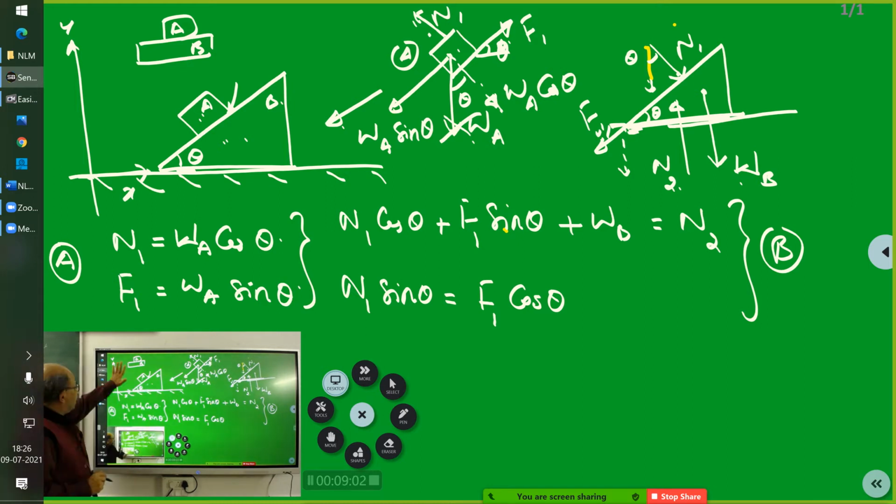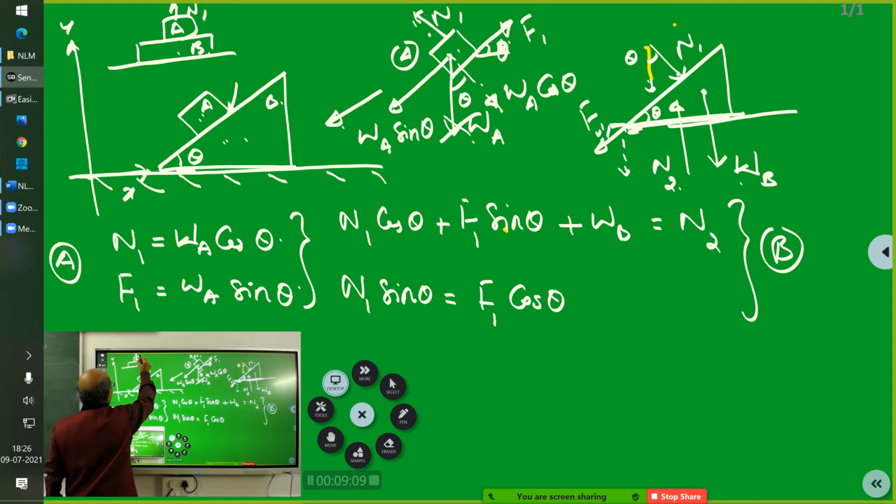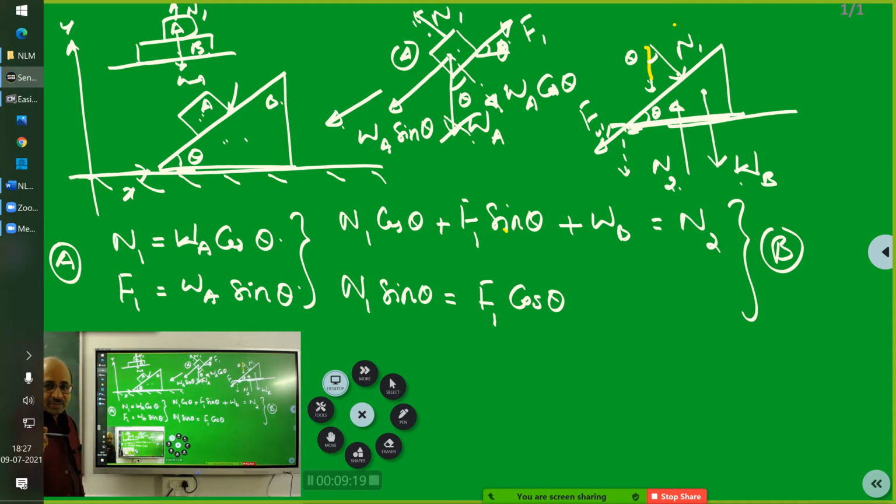Now, you can intuitively say, due to B on A, there is normal N1, and the weight vector of A, WA, is down. So, under this circumstance, you should get N1 equal to WA. Now, if you put theta equal to 0, cos 0 is 1, so you get N1 equal to WA. So, this equation is verified.